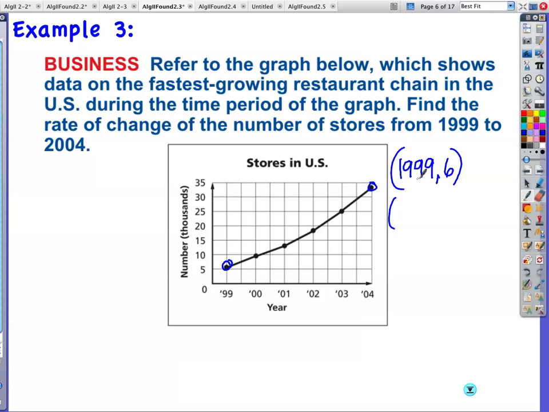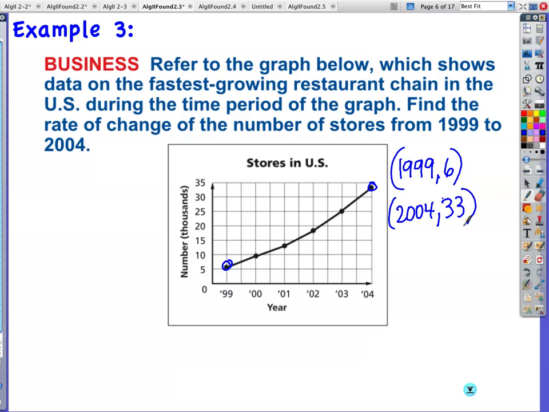Notice how I'm writing out 1999. If you write out 99 and then you write out the number 4, that doesn't make sense in the context of our problem. So make sure when you're writing out 2004, otherwise you'll be taking 4 minus 1999. That doesn't make sense in this case. All right, and then this, I'm going to call that a 33.